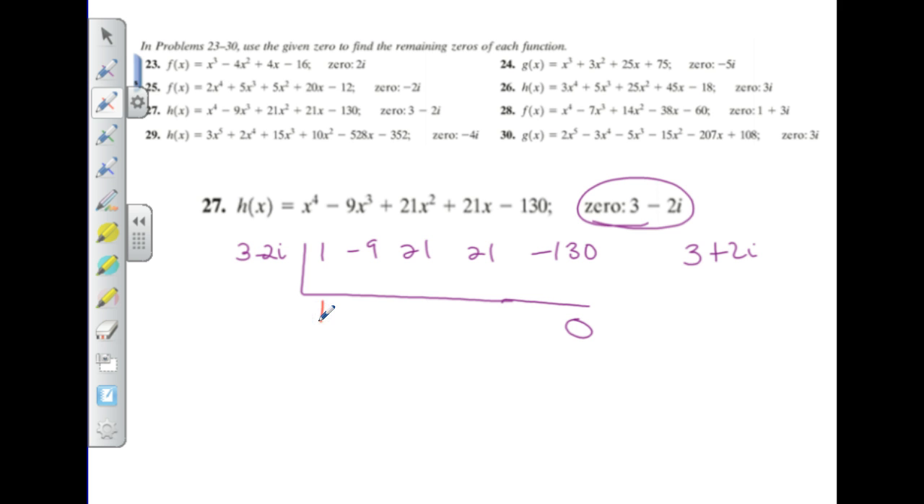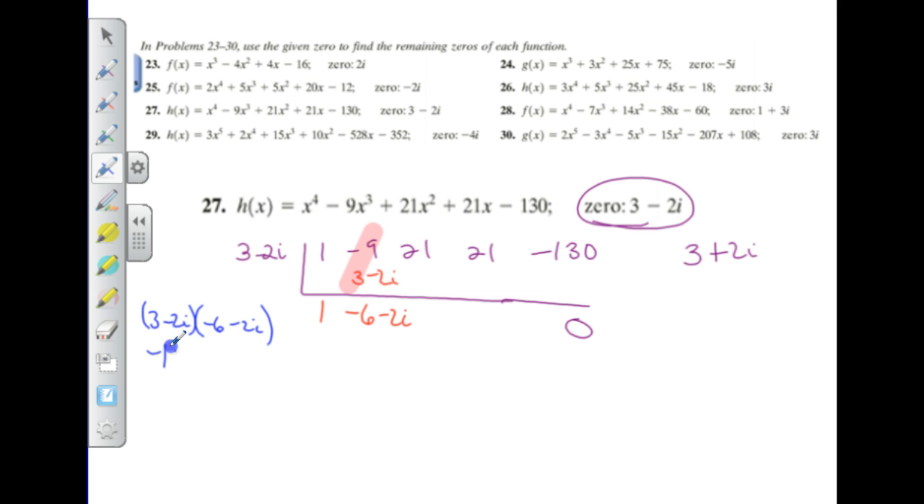Bring down the first term, multiply 3 minus 2i, so adding negative 6 minus 2i. Remember, you cannot combine. I had one student try to combine those, don't. Not like terms. Let's multiply. Let's see. 3 minus 2i. I'm going to do some scratch work over here. I'd recommend that you do the same thing.